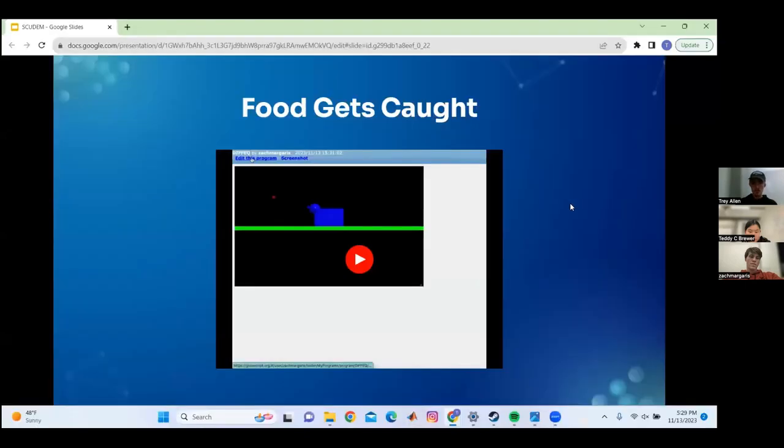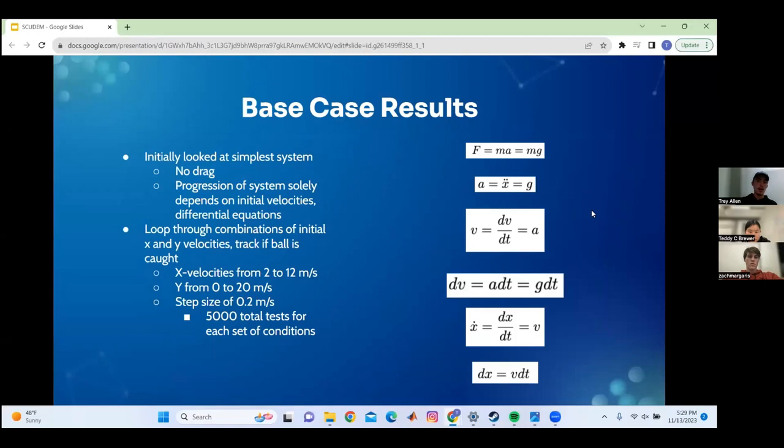So with those things in mind, we're going to move on to our base case that we were talking about, which was our results when we're just looking at the only force acting in the system being gravity, which means there's no drag, and the progression of the system only really depended on initial velocities and the differential equations here on the right that created our system that we evaluated using Euler's method.